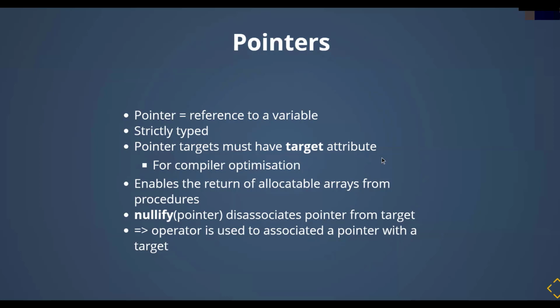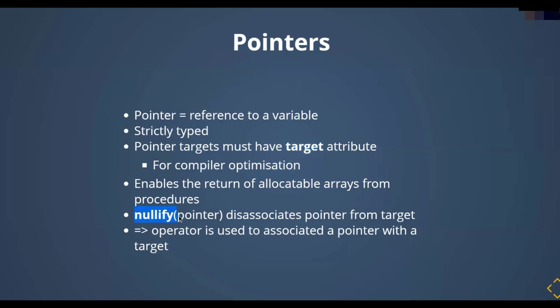And things that you want to point to must have a special attribute called target in the variable declarations, and that is for compiler optimization. So the compiler knows that this variable will at some point in your code be pointed to by a pointer, and if that is not a requirement, the compiler can do optimizations in different ways. The pointer feature also enables you to return allocatable arrays from procedures, for example.